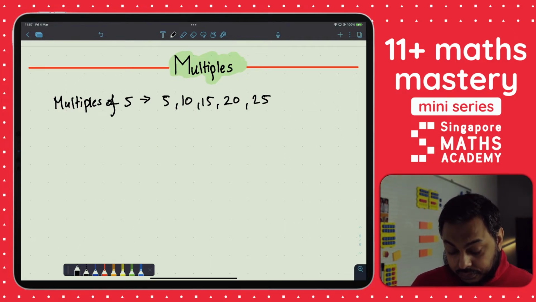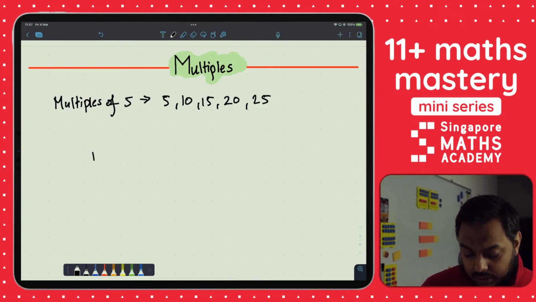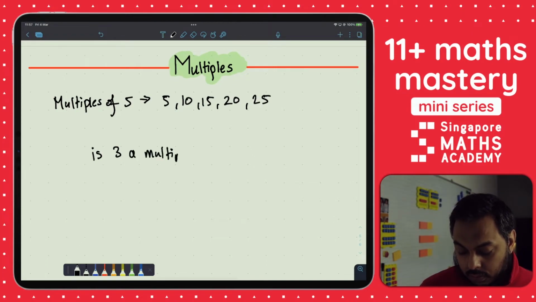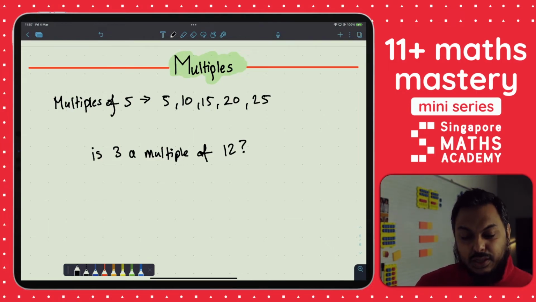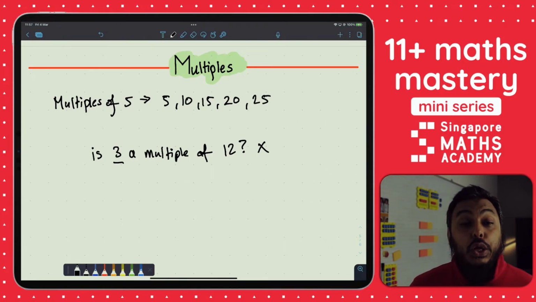So how do I know a number is a multiple? That's another question that we can sometimes get asked. How do you know, is 3 a multiple of 12? Does that make sense? Is 3 a multiple of 12? Sometimes we get confused with multiples and factors. 3 is not a multiple of 12 because 3 doesn't appear in the 12 times table, right?